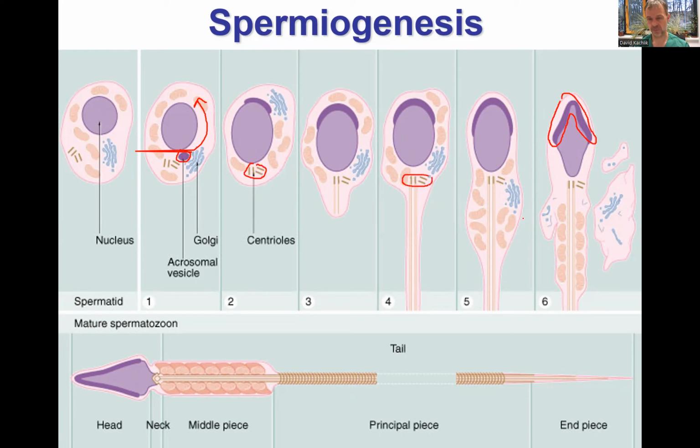They stay in the future neck, but they form the axoneme, which is the axis of the flagellum, and the development and movement of mitochondria into the middle piece, which is part of the flagellum then.